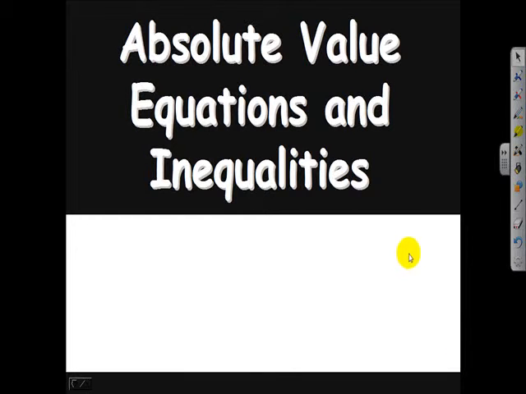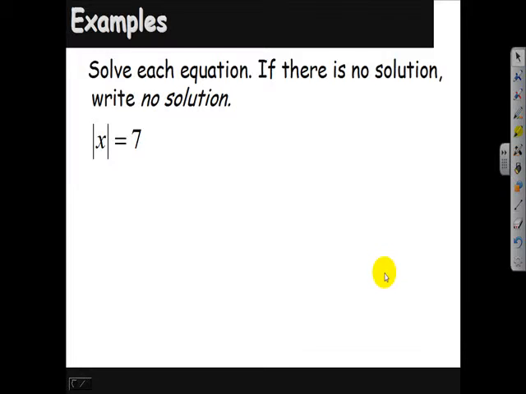This lesson is absolute value equations and inequalities. Solve each equation. If there's no solution, write no solution. Well, we'll notice for this equation, since we have the absolute value of x, that x could actually take on two different values. We could put a positive x in here, take the absolute value, we'd get 7. Or we could put a negative x in here, take the absolute value, we'd still get 7. So x could be either 7 or negative 7.